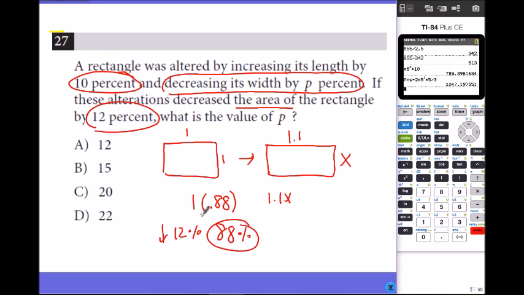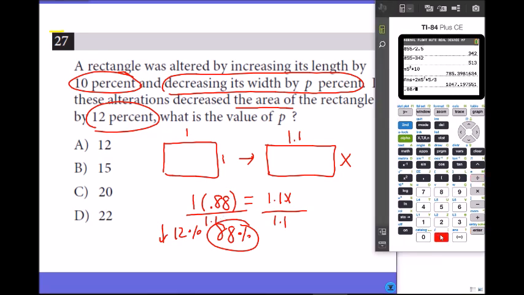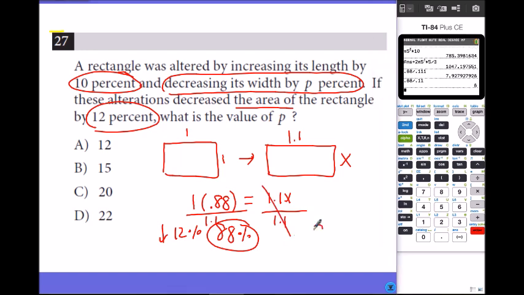So you can say 1 times 0.88 equals 1.1x. So what would you do? Divide by 1.1 to solve for x. So 0.88 divided by 1.1 must be... 0.88 divided by 1.1. Solving for x, it is 0.8. So x equals 0.8.